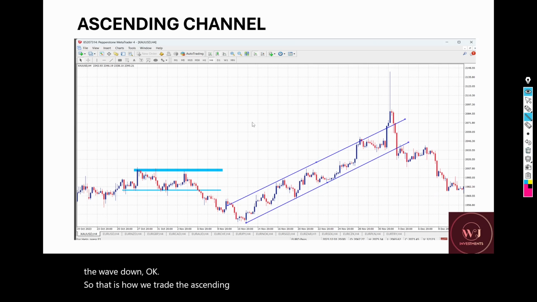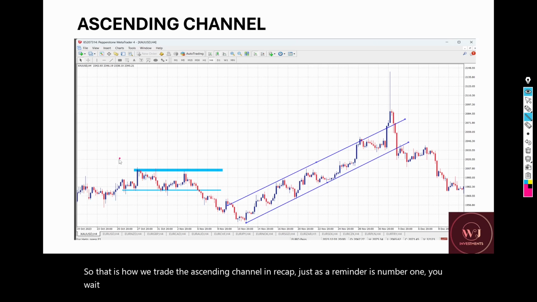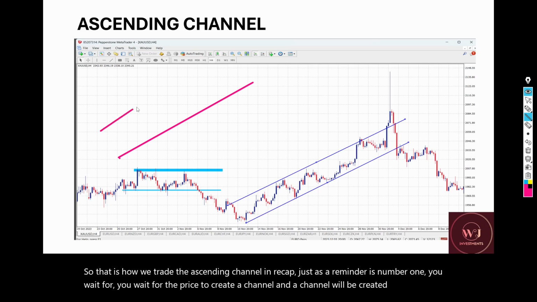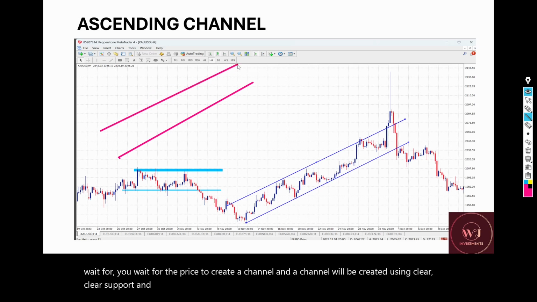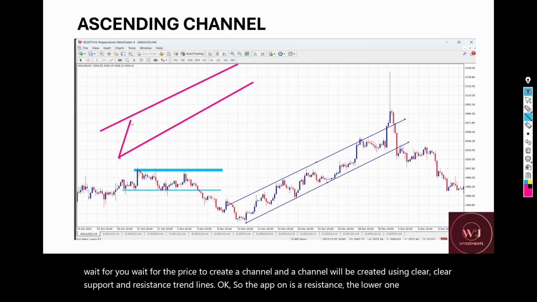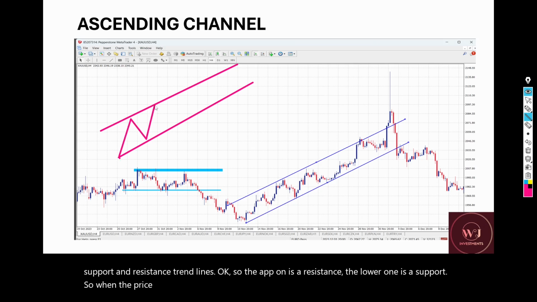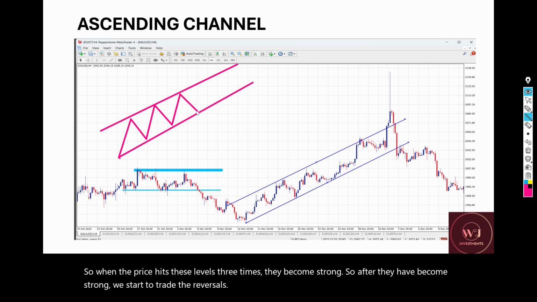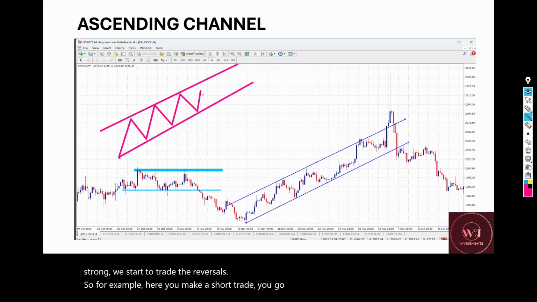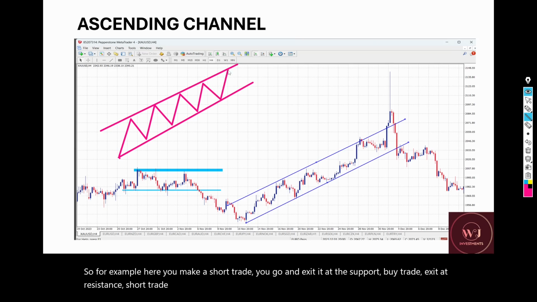In recap, just as a reminder, number one, you wait for the price to create a channel, and a channel will be created using clear support and resistance trend lines. Okay, so the upper one is a resistance, the lower one is a support. So when the price hits these levels 3 times, they become strong. So after they have become strong, we start to trade the reversals. So for example, here you make a short trade, you exit it at a support, buy trade, exit at a resistance, short trade, exit at support, buy, exit at resistance.